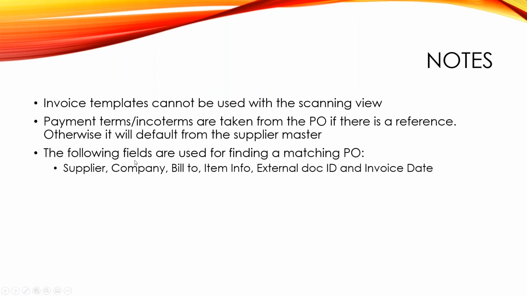And then the following fields are used to find the matching PO: your supplier, your company, the bill to, any of the item information, the external document ID, so your purchase order number, and then the invoice date. So you'll hopefully be able to find matches on that.